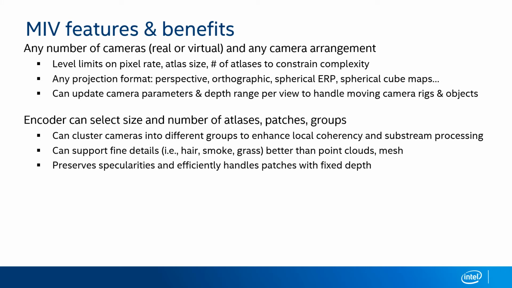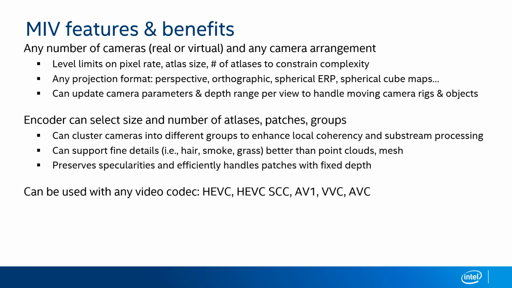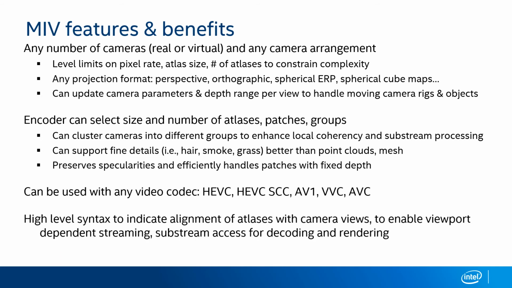So details like hair, smoke, and grass, because you have multiple different camera viewports and views, and then the patches that can be formed, and the encoder can choose how many to retain that detail. And that can also help preserve specularities. Any video codec can be used with the MIV standard. And there's high-level syntax that indicates alignment of atlases with camera views to enable viewport-dependent streaming, substream access for decoding and rendering.